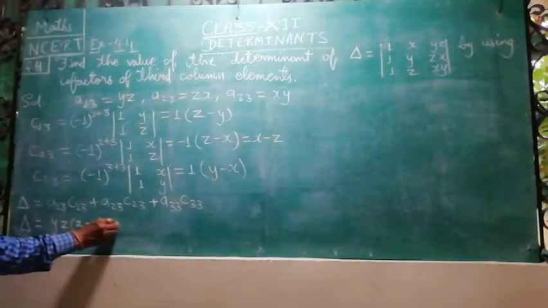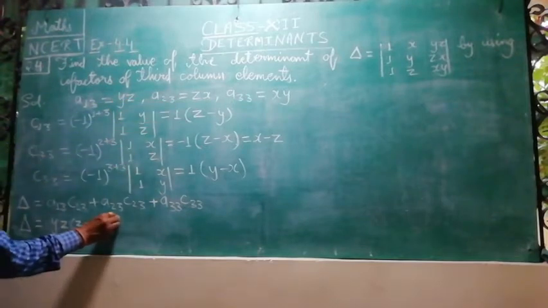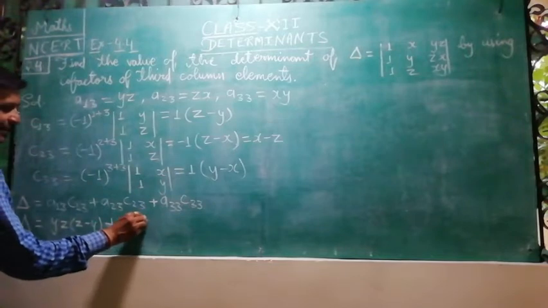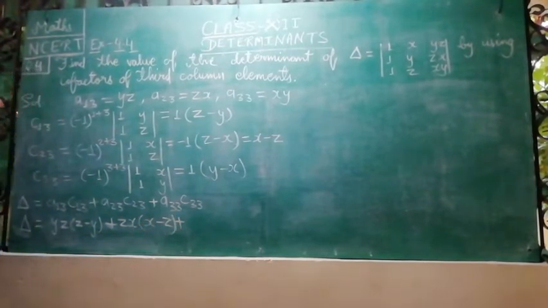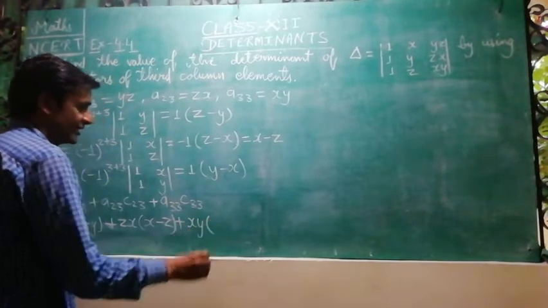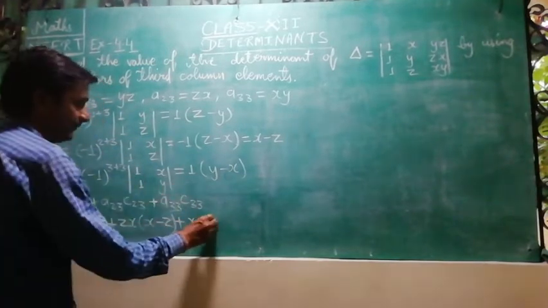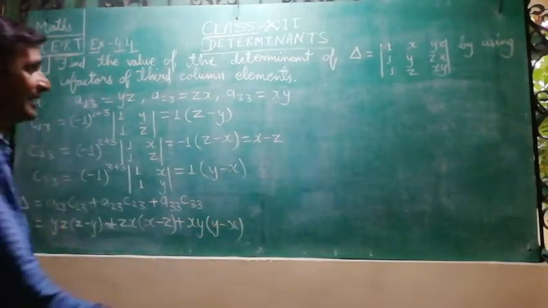So it will be plus A23. A23 is zx. So zx into x minus z. Now plus A33. A33 is xy. xy into y minus x. Now we can multiply it inside.